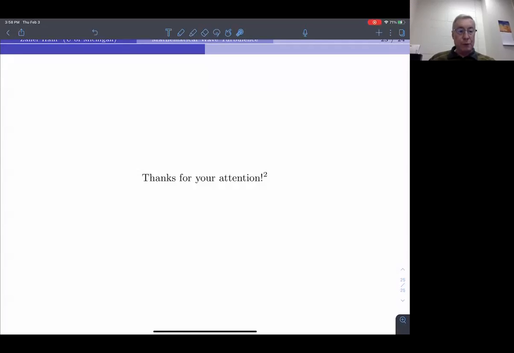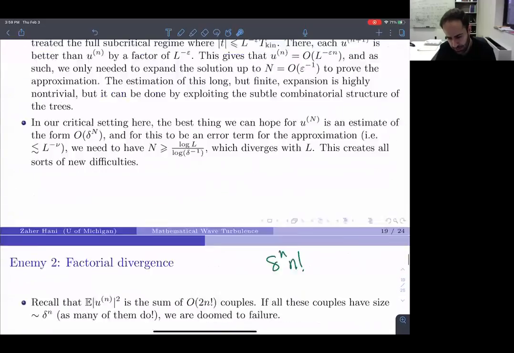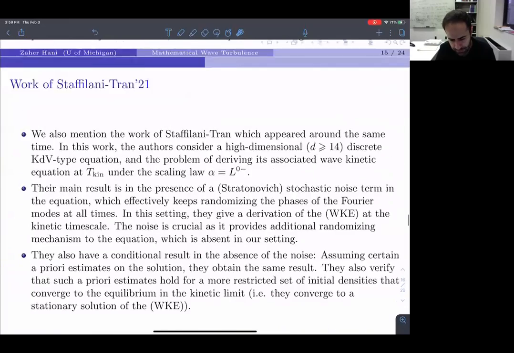Zaher, so what happens when the random variables are more heavy tailed, not exponentially decaying? Oh yeah, that's a good question. I don't quite know, to be honest, what would happen.